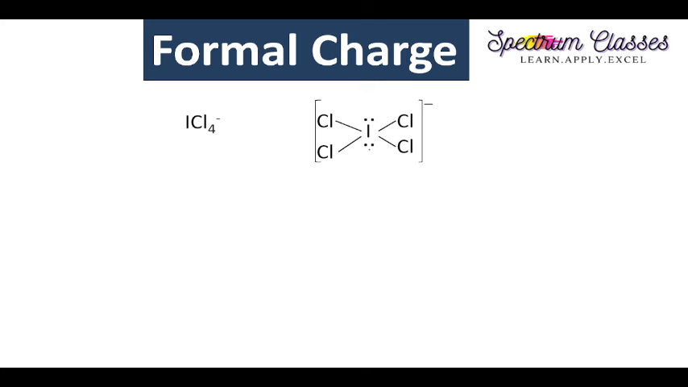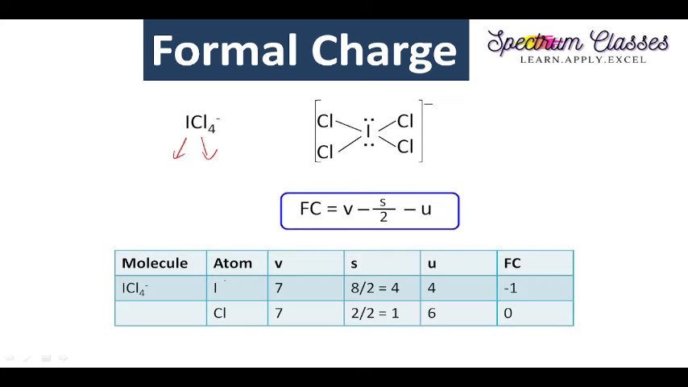So here is the square planar structure for this ICl4 minus. Here we have two different atoms. The first is iodine and the second one is chlorine in this molecule. Both have 7 valence electrons. Now this iodine forms four bonds, 1, 2, 3 and 4.